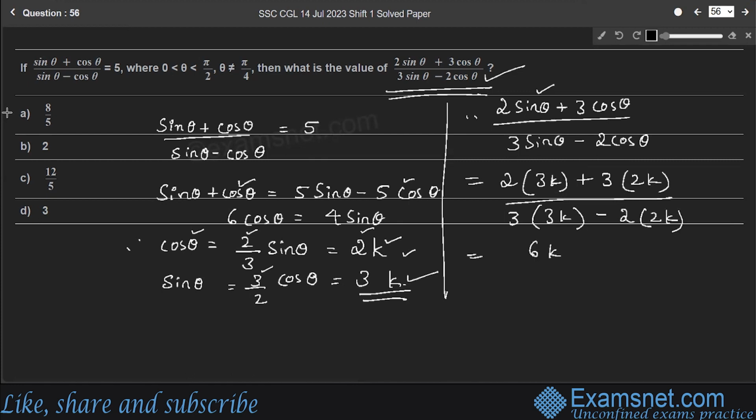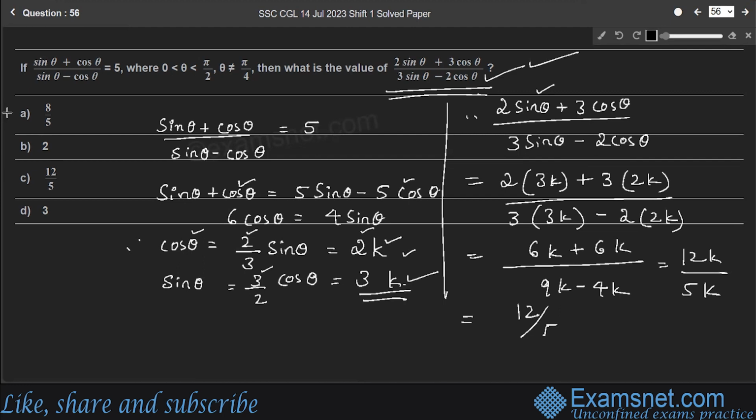So 6k plus 6k divided by 9k minus 4k. So it is 12k divided by 5k. So k and k will get cancelled. Therefore, 12 by 5 is the answer, right? So the value of 2 sine theta plus 3 cos theta whole divided by 3 sine theta minus 2 cos theta is equal to 12 by 5. Look at the options. Option C is the right answer.